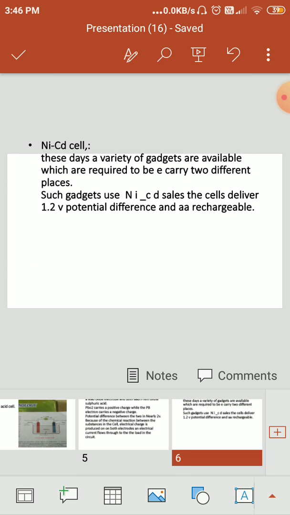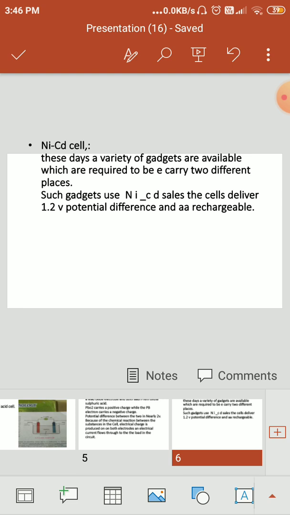For this nickel cadmium cell, a variety of gadgets are available which are required to be carried to different places. Such gadgets use nickel cadmium cells. The cell delivers only 1.2 volt potential difference and is rechargeable, just like in your toys. Some batteries are rechargeable, and torches are also rechargeable, using nickel cadmium cells.